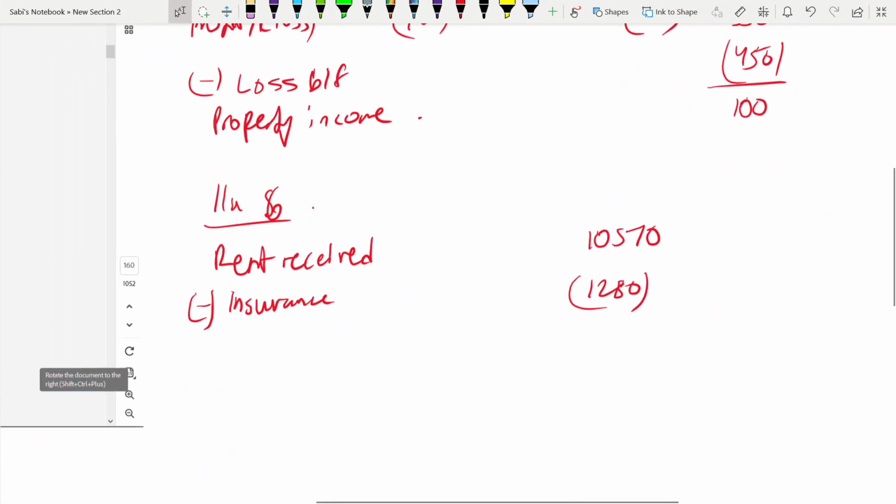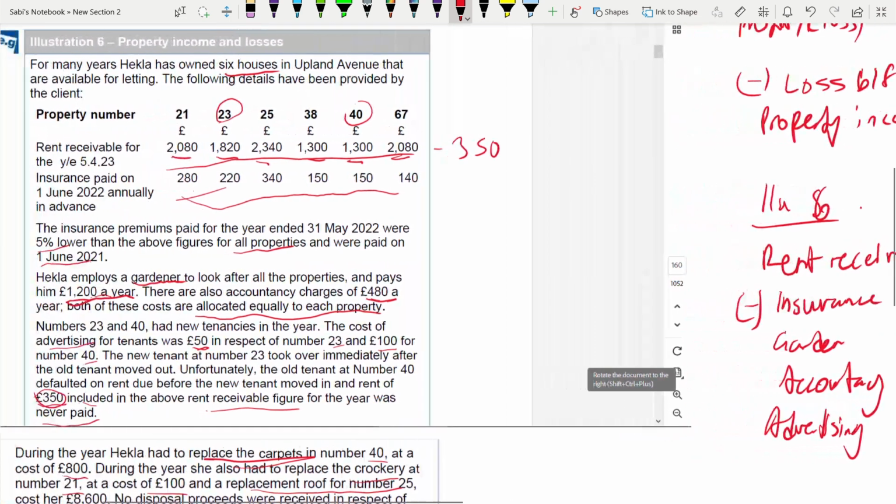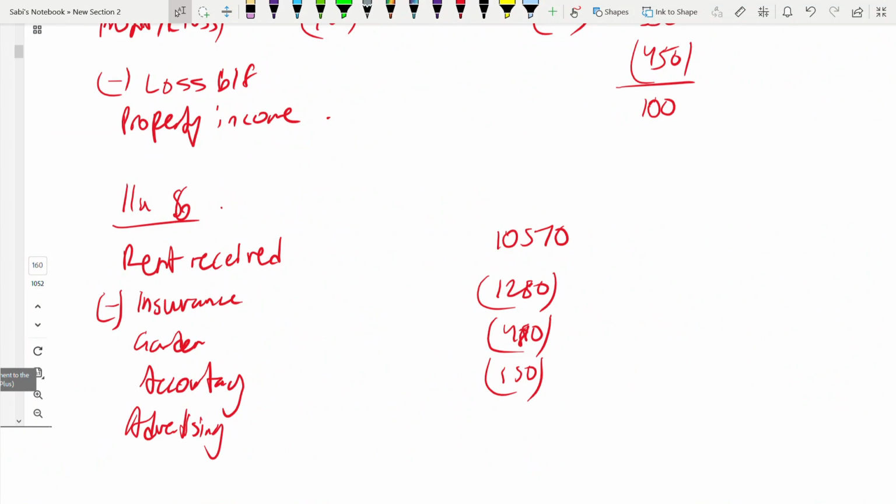So, accountancy is allowed. Okay. Gardener, accountancy. How much? 480. Then what's next? Advertising. Advertising is an allowable expense. I think there are two for two properties. One is 50, one is 100. You see, this is the advantage of highlighting something. I could quickly locate that place without searching in the text where it is. In the exam also, in the same way you have to highlight if you see any important things. So 50 plus 100, 150 you deduct for advertising. Accountancy is 480. Wait a minute, I'm sorry. Gardener is 1200 and this is 480.